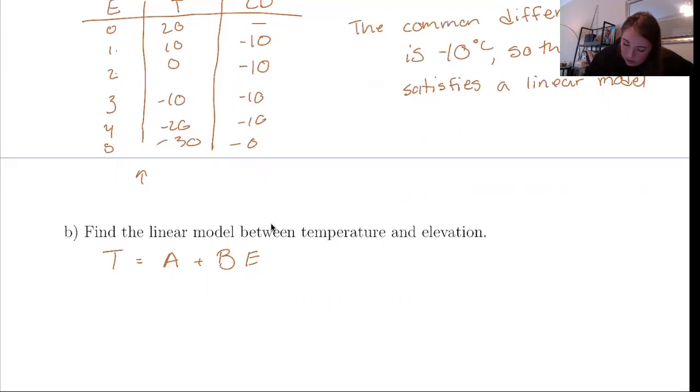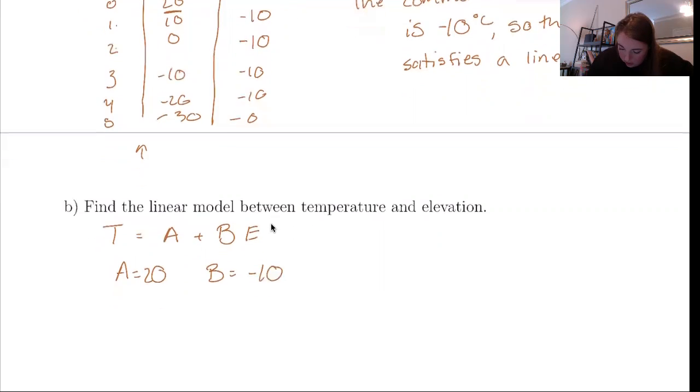Okay, so our initial condition, our initial value is when we're at elevation 0, so 20. So A would be 20, and B is our common difference, how much we change each time, which is negative 10. Don't forget that negative, it's very important. So that means that t would equal 20 minus 10 times our elevation.